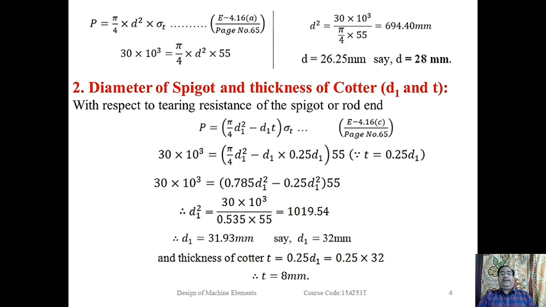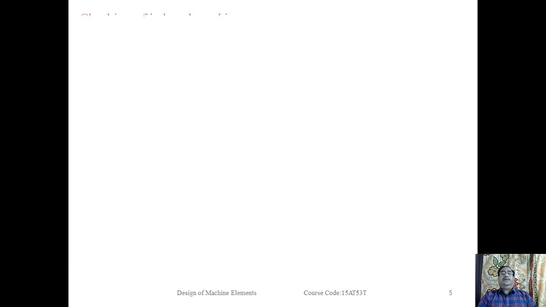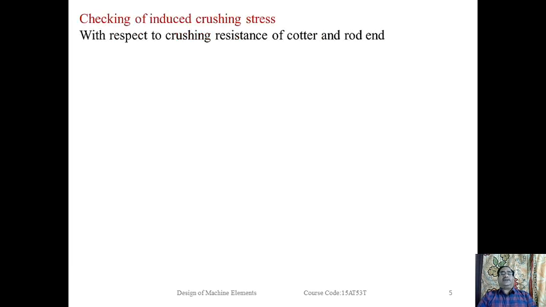After calculating this, we have to check for induced crushing stress. With respect to crushing resistance of quarter and rod end, using equation 4.16b on page number 65, the equation is P is equal to D1 t into sigma C.